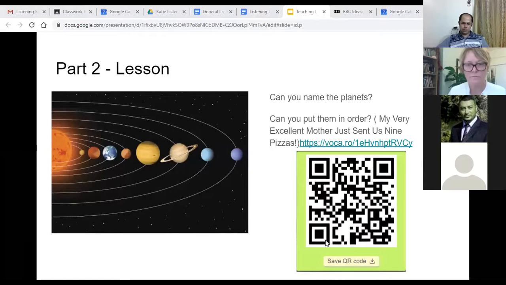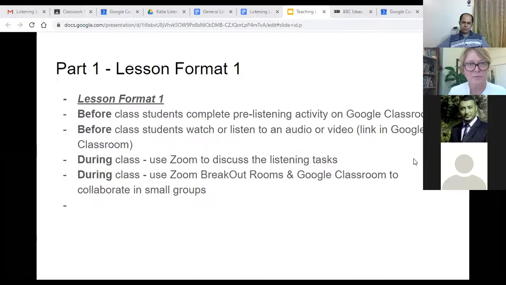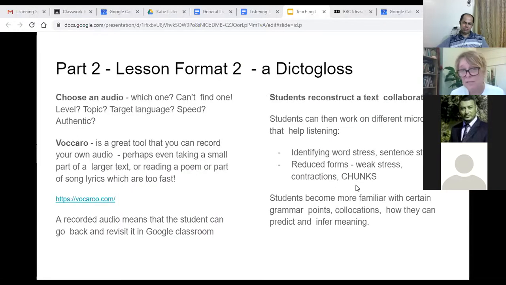So, let's have a look at part two. And like I said, in part one, we looked at the lesson format, which rests on having pre-listening tasks and during listening tasks and giving the students beforehand some work to do. And it's very much based on a sort of flipped learning approach. Part two, I was going to mention dictaglosses because Carol actually mentioned them before and I thought it would be a good thing to do. And I actually have used them a lot.